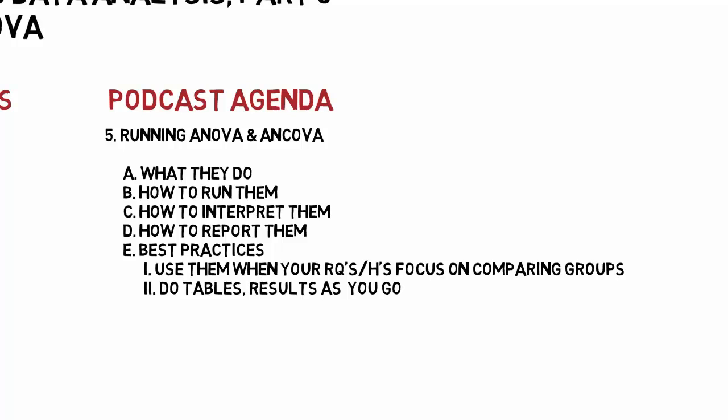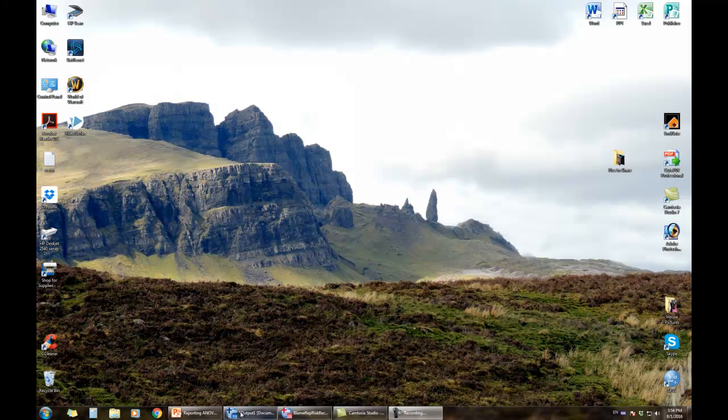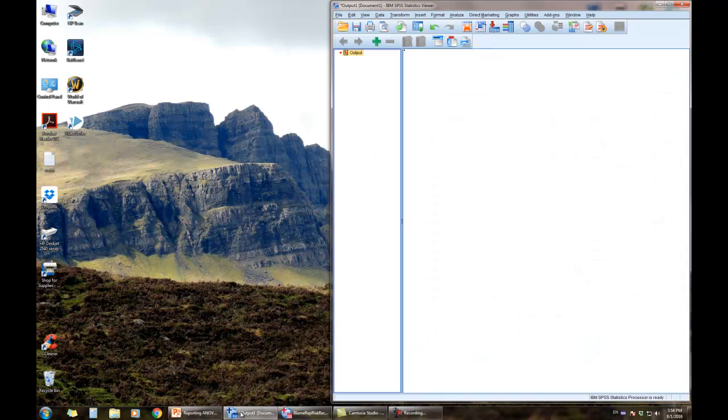So here's what we're going to be covering. In Podcast 3, we established that ANOVA is used to determine whether there are significant differences between the means of 3 or more independent or unrelated groups. Now, what ANOVA does is tell you that there is some difference somewhere. In order to know where the differences are, you have to run a post-hoc analysis test.